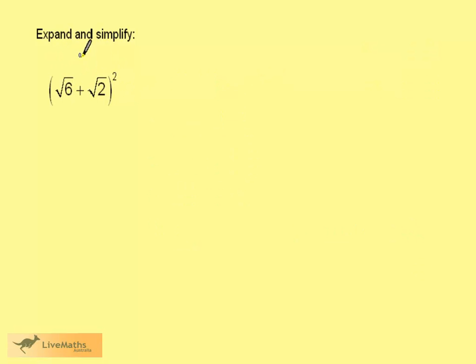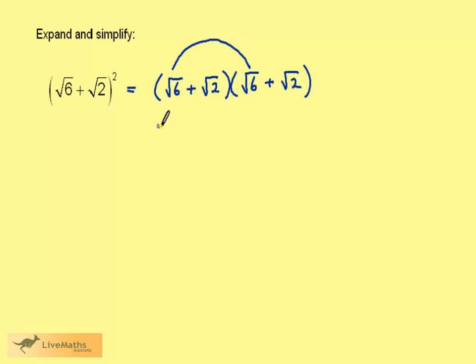We now want to expand and simplify (root 6 plus root 2) all squared. We can write this out as (root 6 plus root 2) times (root 6 plus root 2). We can expand this using any method we like. I'm going to use the smiley face.